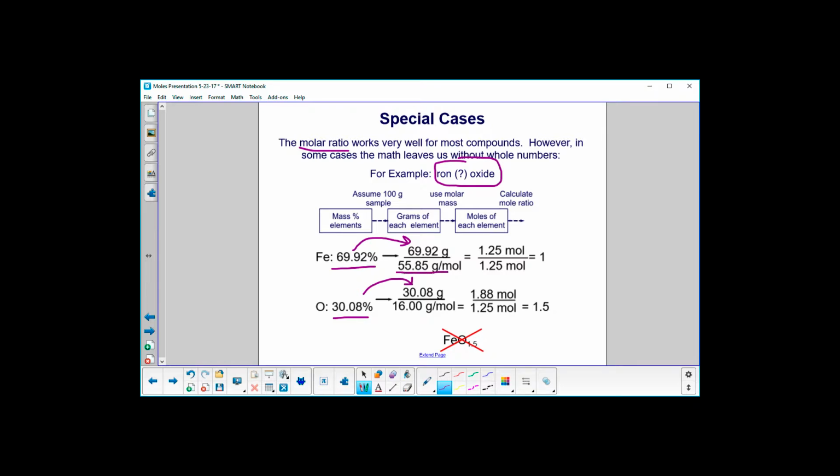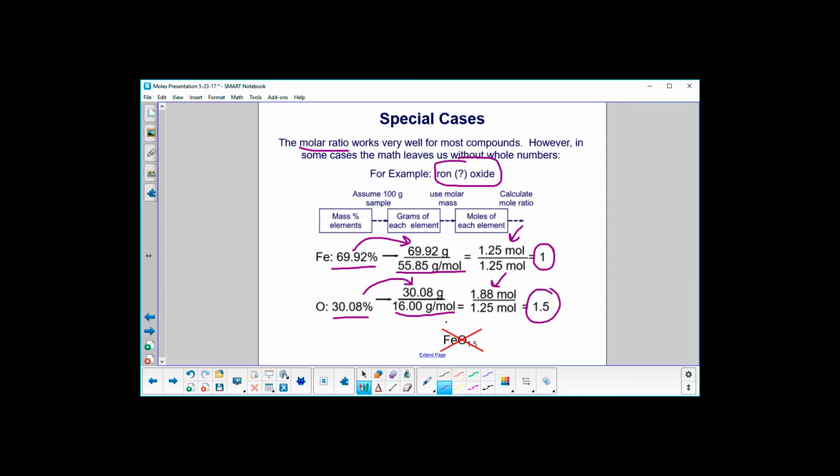Iron, 55.85 grams per mole right off the periodic table. Oxygen, 16 grams per mole. And we get 1.25 and 1.88. Who's smaller? Well, 1.25, so we divide both of these by 1.25, and you can see how we've even shortened this process from the last example. And we find iron is 1 and oxygen is 1.5. So we write it as iron 1, we leave the 1 out, and oxygen 1.5.